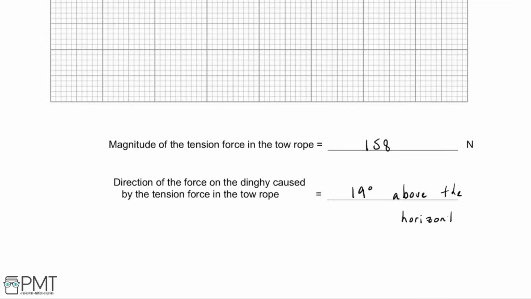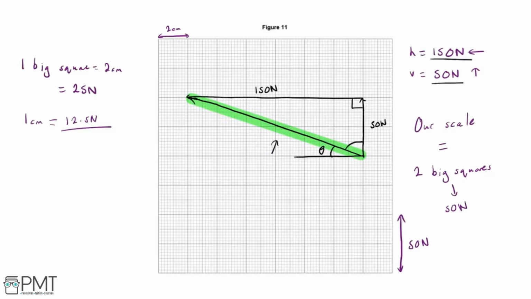The mark scheme does actually say that it would accept if you wrote, instead of from the horizontal, from the vertical, and so you would measure the other angle, this angle here. However, generally you would do from the horizontal, not from the vertical, unless it's specifically asking for from the vertical. So that is how you would do that question.